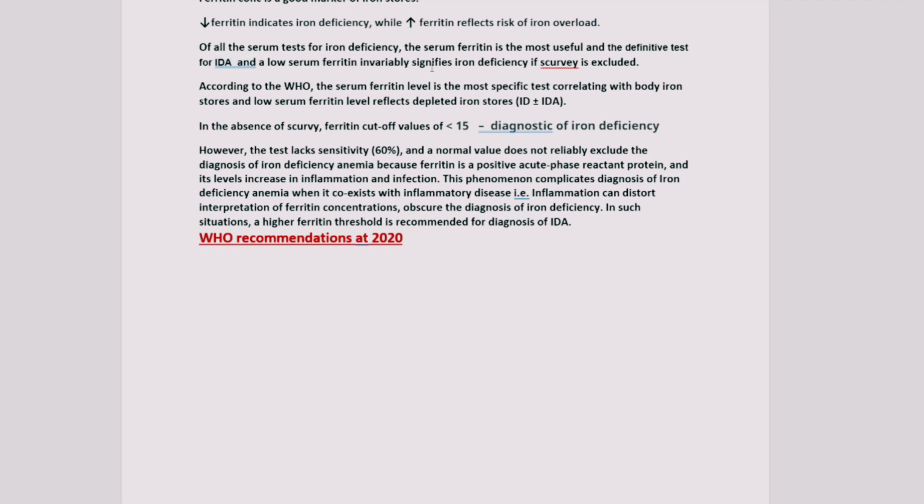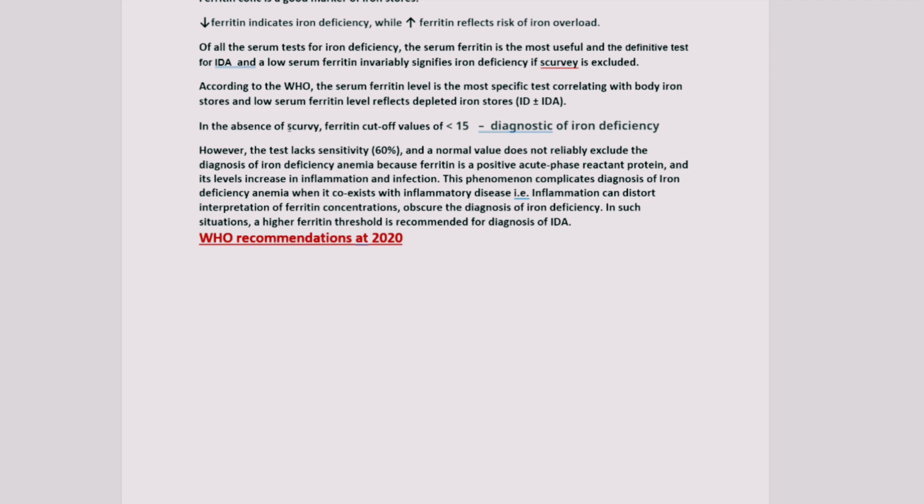And low serum ferritin invariably signifies iron deficiency if scurvy is excluded. That is to say, low serum ferritin can be found in scurvy and in iron deficiency anemia. According to WHO, serum ferritin level is the most specific test correlating with body iron stores, and low serum ferritin indicates depleted body iron stores.